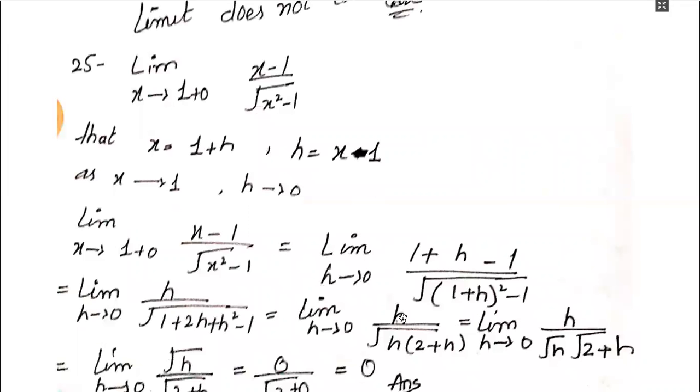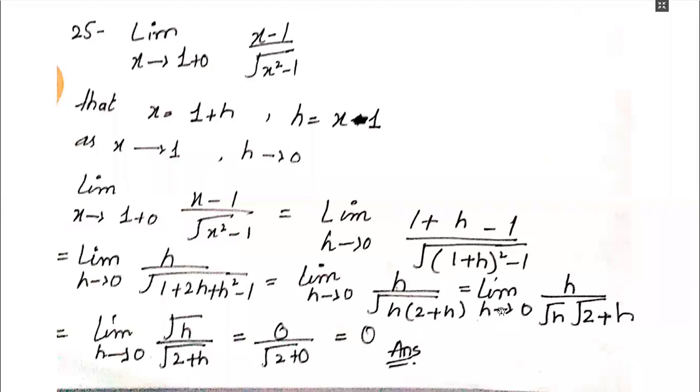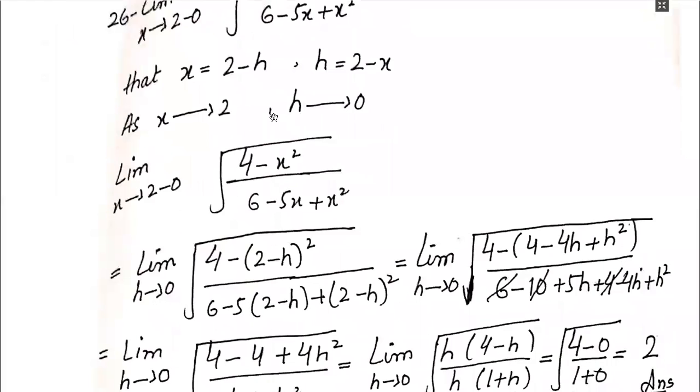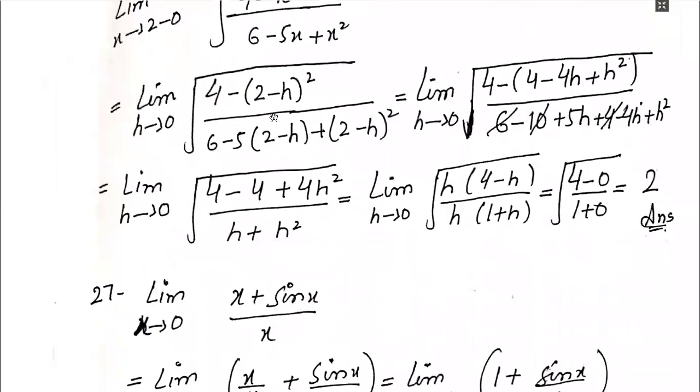Now to simplify this, finally we get h tends to 0, h upon radical h, radical 2 plus h, one h cancels. What we get? Radical h upon radical 2 plus h, apply the limit, we get 0. 0 is again a finite number. This is a left hand limit problem, the same.